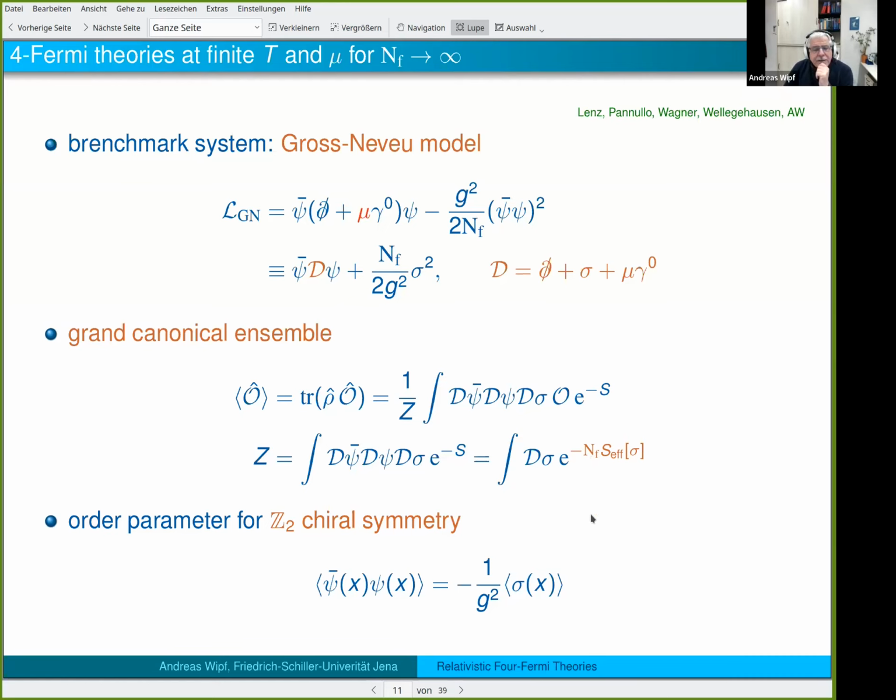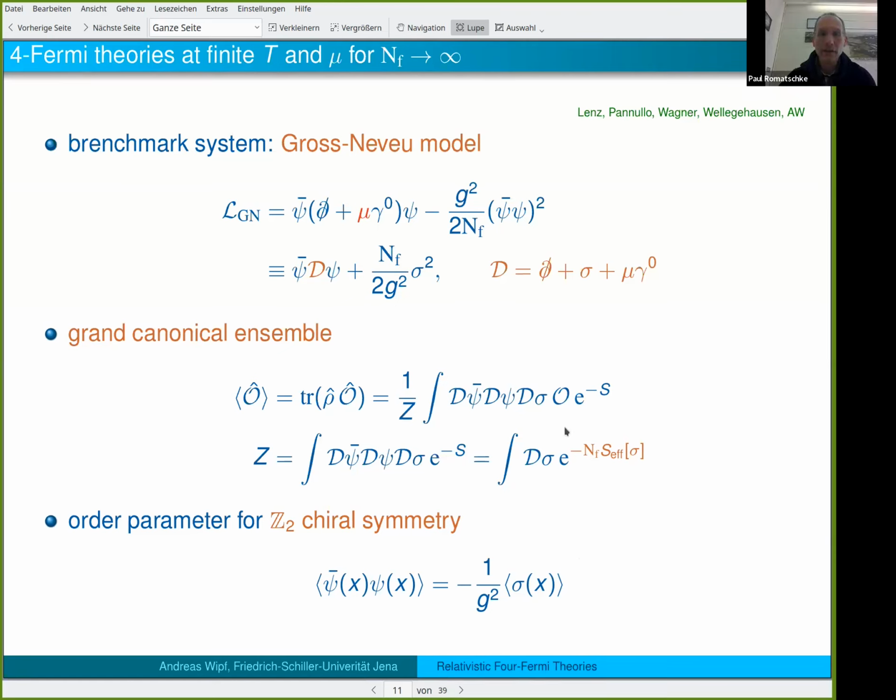Okay. The next thing we will need is that there's an exact Schwinger-Dyson equation relating the chiral condensate to the condensate of the sigma field, this auxiliary field. So instead of calculating this psi bar psi condensate, you can equally well calculate the expectation value of this auxiliary field. They are essentially the same. But now look at this.